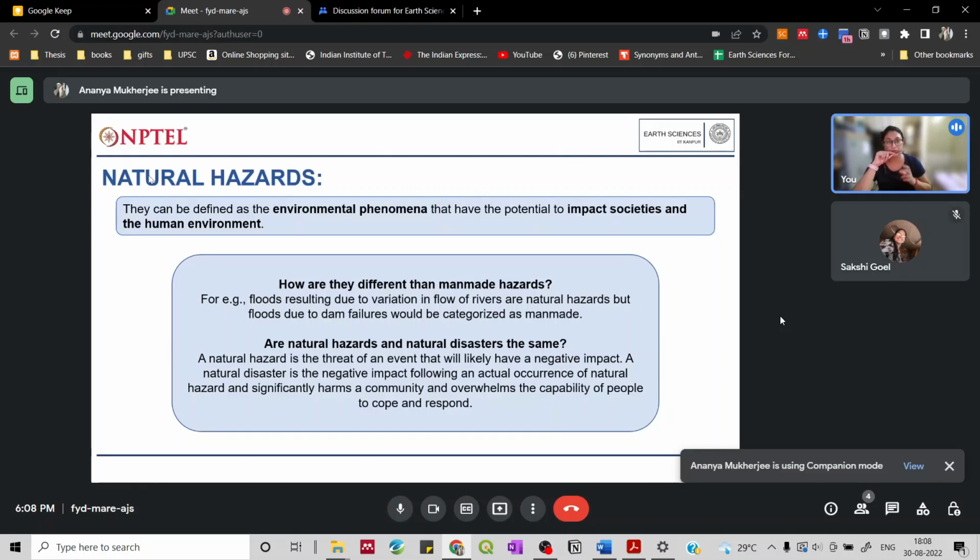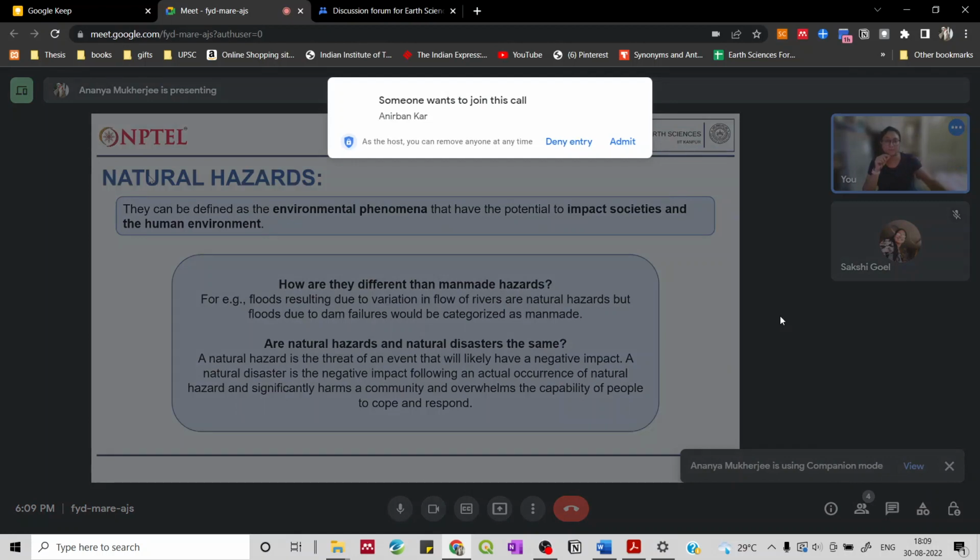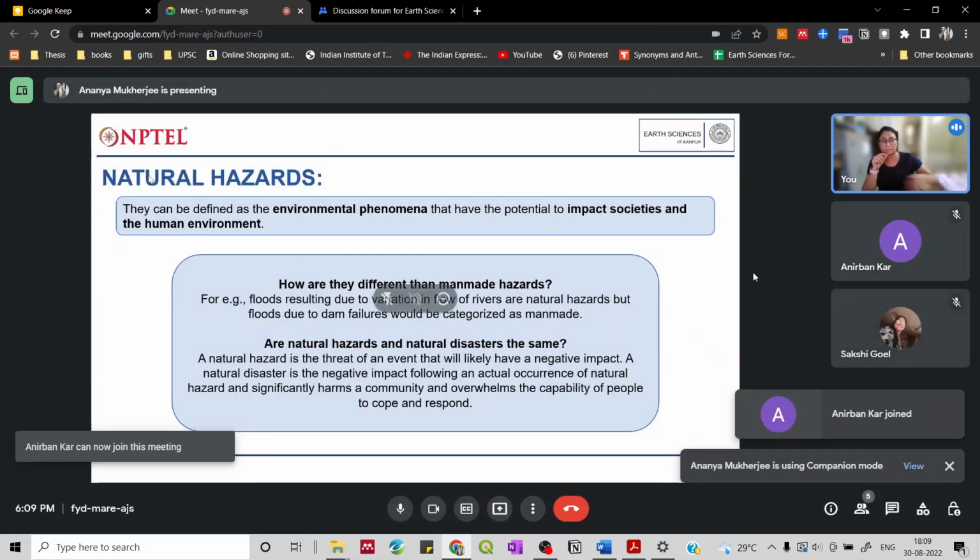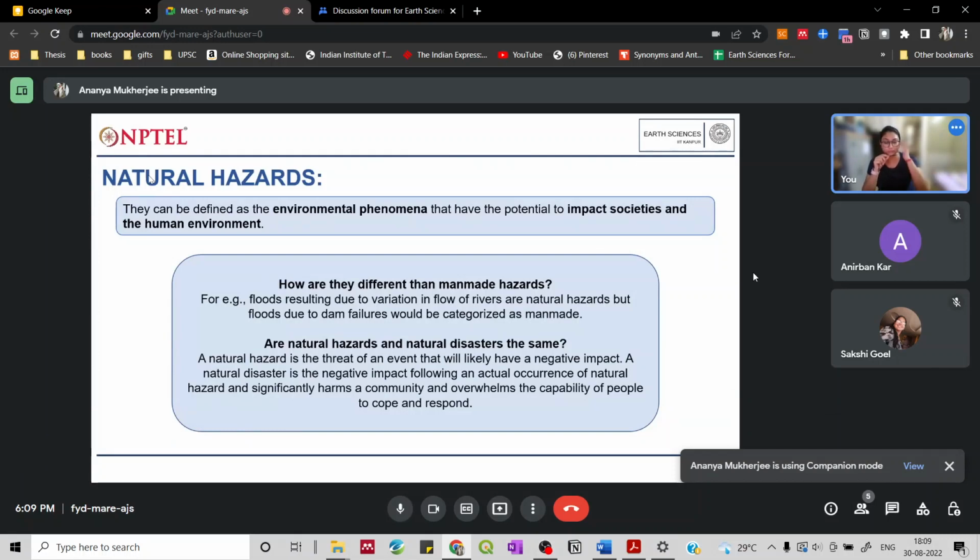Now that we know what natural hazards are, there is another term called natural disaster. These are sometimes used synonymously, but they are different in that a hazard is the threat of an event and the possibility of it causing a negative impact. The potential of it causing the negative impact that we are talking about would result in a disaster. So a natural disaster is the negative impact following an actual occurrence of a natural hazard.